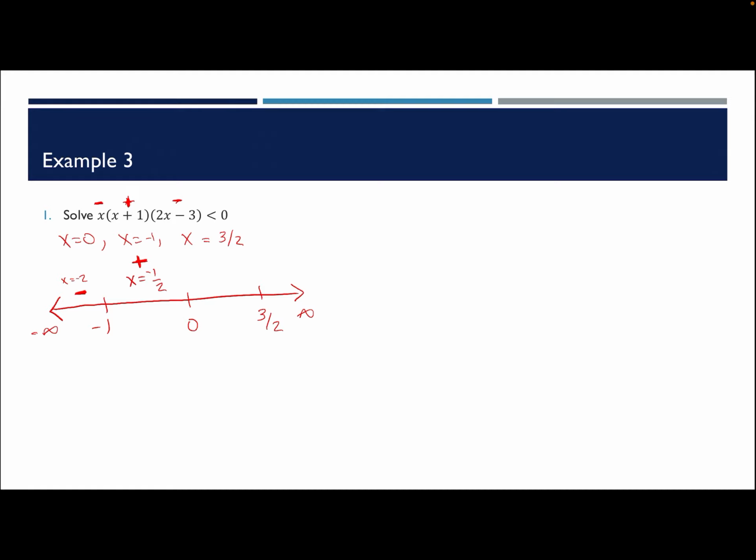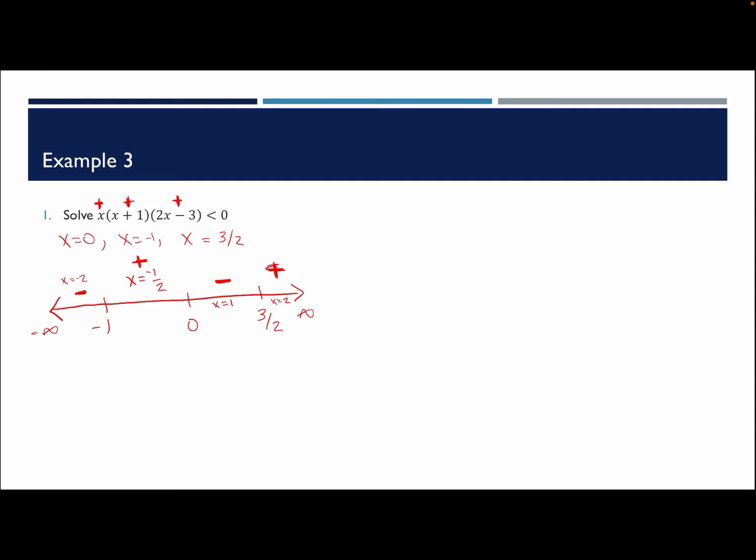If I choose some value between 0 and 3/2 or 1.5, like x equals 1, then when x is 1, the x is going to be positive, x plus 1 is going to be positive, and 2 times 1 minus 3 is still going to be negative, so we get a negative value. And so then if I choose a value between 3/2 and infinity, then I can choose x equals 2, for instance. So if x is 2, then 2 is positive, 2 plus 1 is positive, 2 times 2 minus 3 is also positive. So 3 positives are going to give me a positive value.